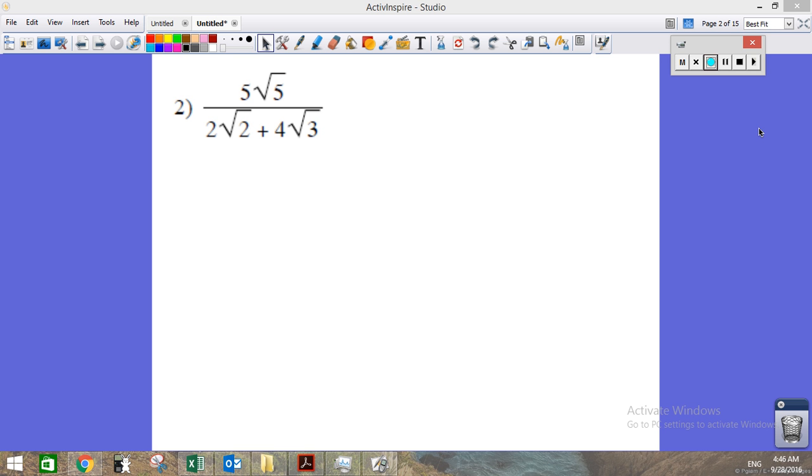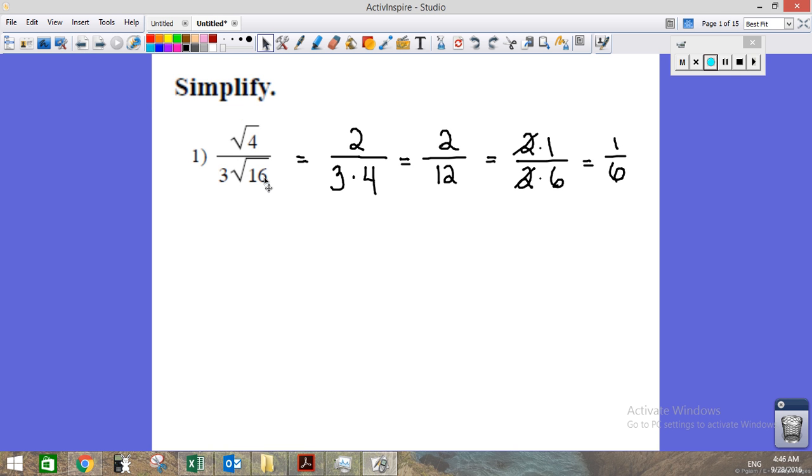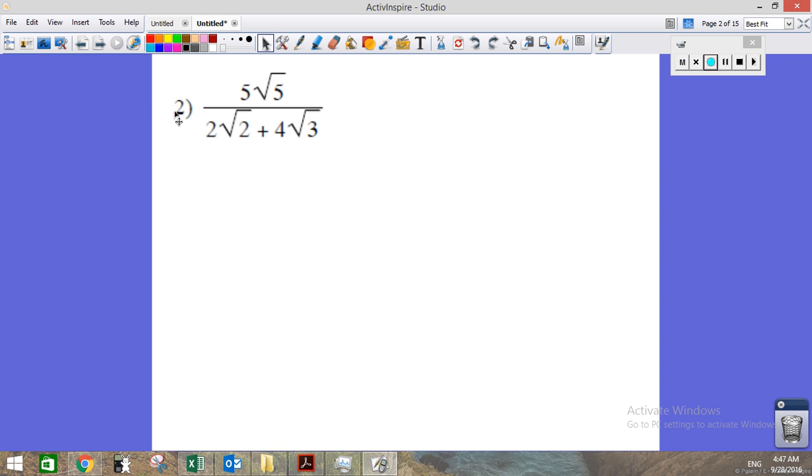Alright, so we have a fraction again. Now this time in the denominator we have two terms, and again we see radicals in the denominator, and we're not allowed to do that. So this time I can't simplify the square root of 2 like I did in problem 1 by simplifying the square root of 16. So we have to approach it in another way.